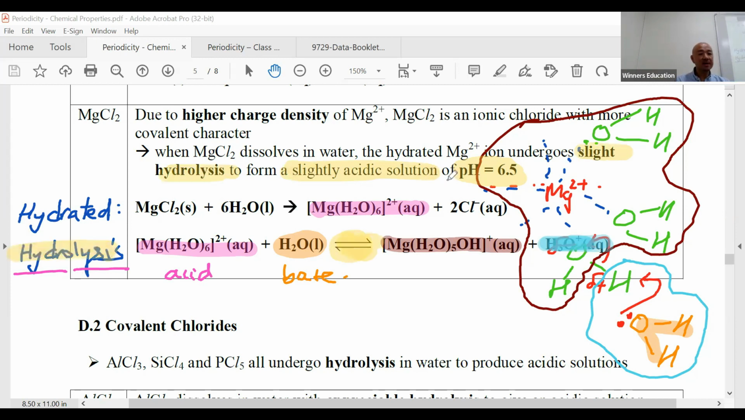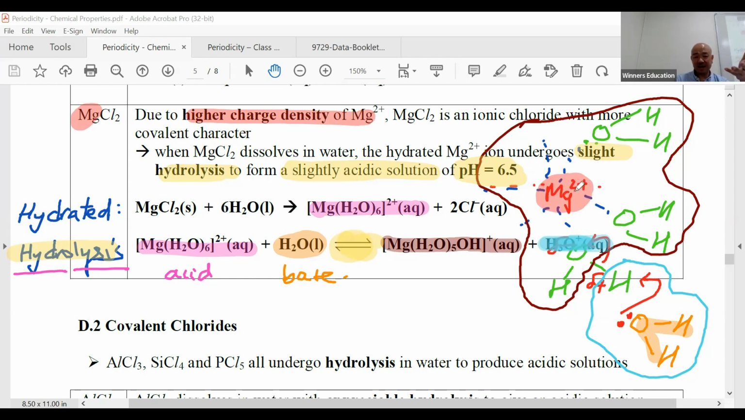Why reversible? Simply because magnesium, yes, it has a higher charge density, but it's still not too high compared to the next one. So it's still not very high. So the polarizing power of the Mg2 plus is not very strong.